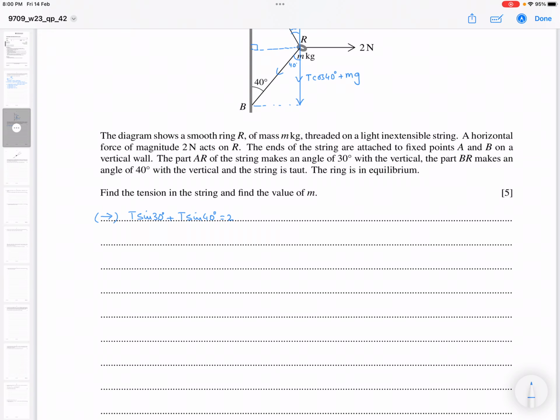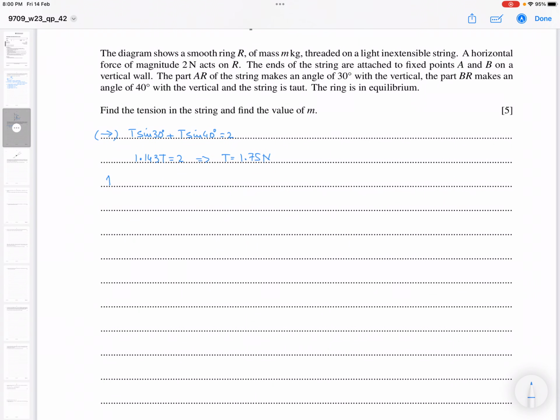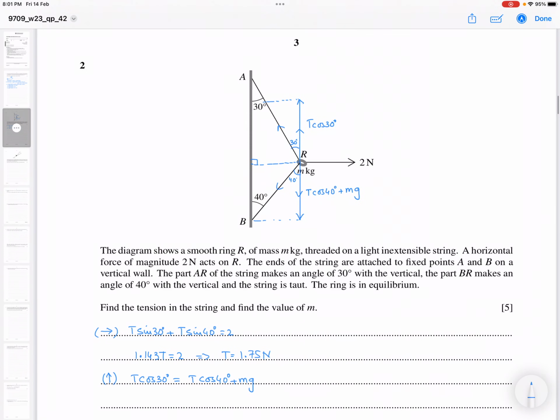And solving for T, we will get 1.143 T is equal to 2. So from here your T equals 1.75 Newton. And when you start solving the forces vertically, so you have T cos 30 equals T cos 40 plus mg. If you see the diagram, the upward force is T cos 30 and downward there are two forces, T cos 40 plus the weight mg.